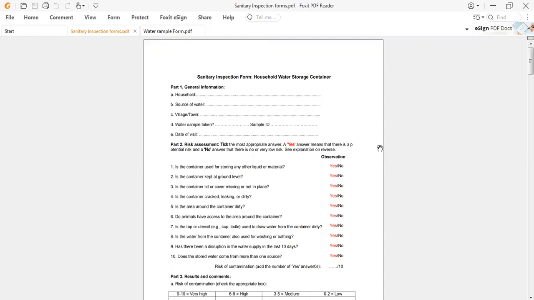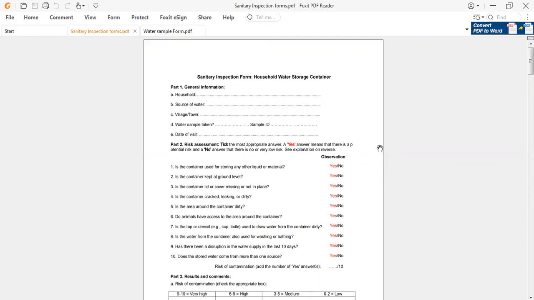And this household water, where is it coming from? Did they carry it from, is it collected from a spring or a water tank? You need to fill that information there, so that you have detailed information about everything concerning that water. Then the C is the village or town. So for instance, if I'm carrying out this sampling in Moliko, then I will definitely write Moliko. D, you have the water sample taken. So our water sampling here is the household storage container.